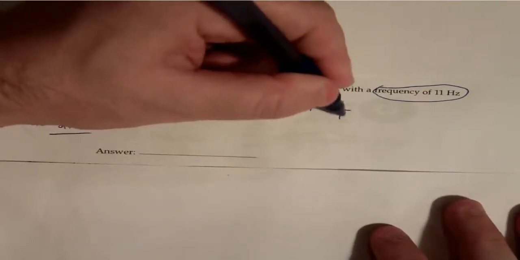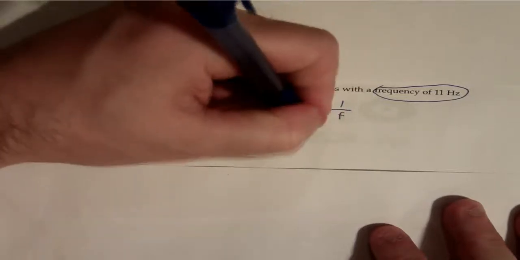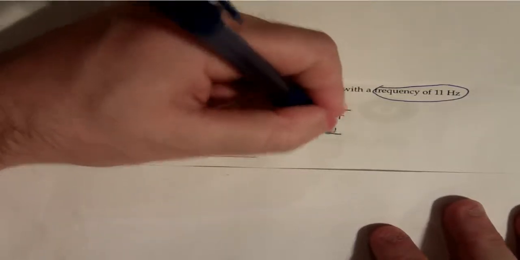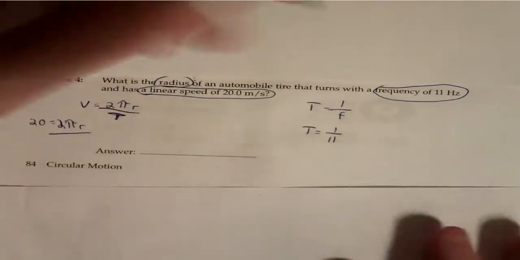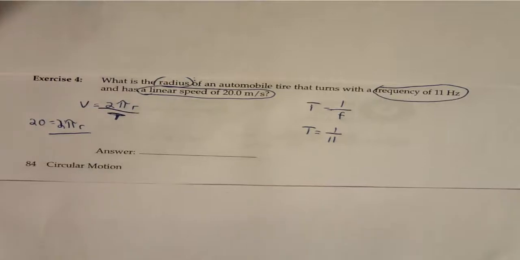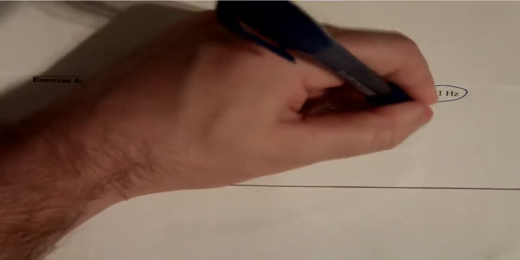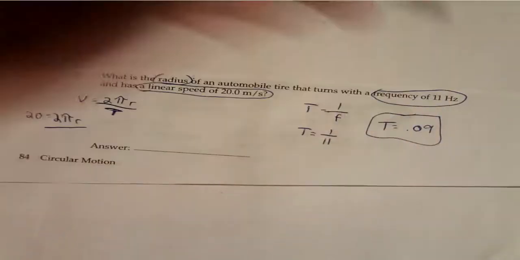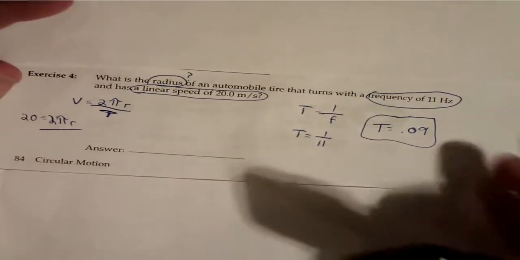So we know that our period equals 1 over frequency. So our period equals 1 over 11. So let's calculate that real quick. So 1 divided by 11 equals 0.09. So period equals 0.09. Okay? So we have this. This is what we need to finish this, okay?